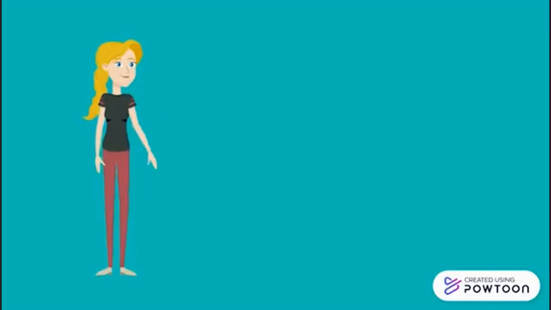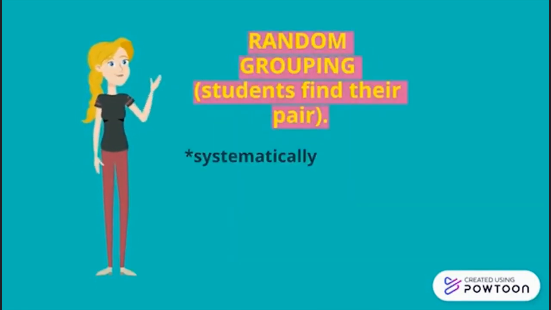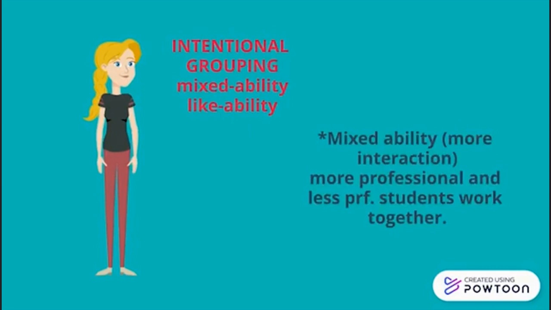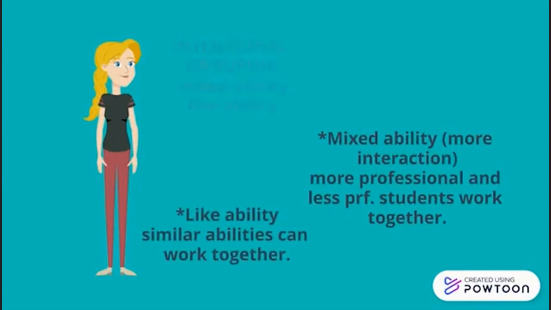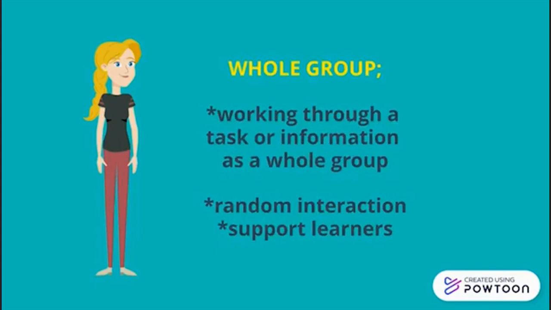In this section, we will talk about grouping, assessment, and beginner levels in adult ESL. In random grouping, systematically and randomly, students find their pair, and in intentional grouping, mixed-ability students, more proficient and less proficient, or similar-ability students can work together. And lastly, in a whole group, there are random interactions and students support each other, and there is a task for the whole group.